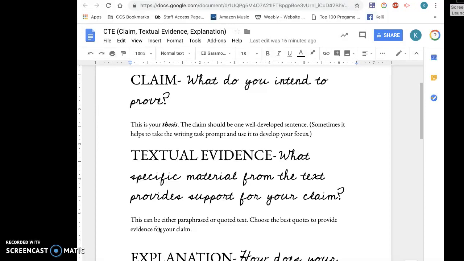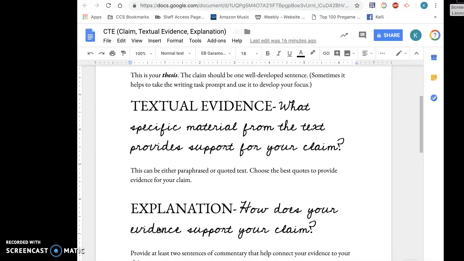It helps to have a balance of those things in your writing so that you don't have a heavy list of quotations. You want to try to balance that as much as possible, but you always want to choose the best quotes to provide evidence for your claim. And we'll talk about how to select good, strong quotes for that purpose.